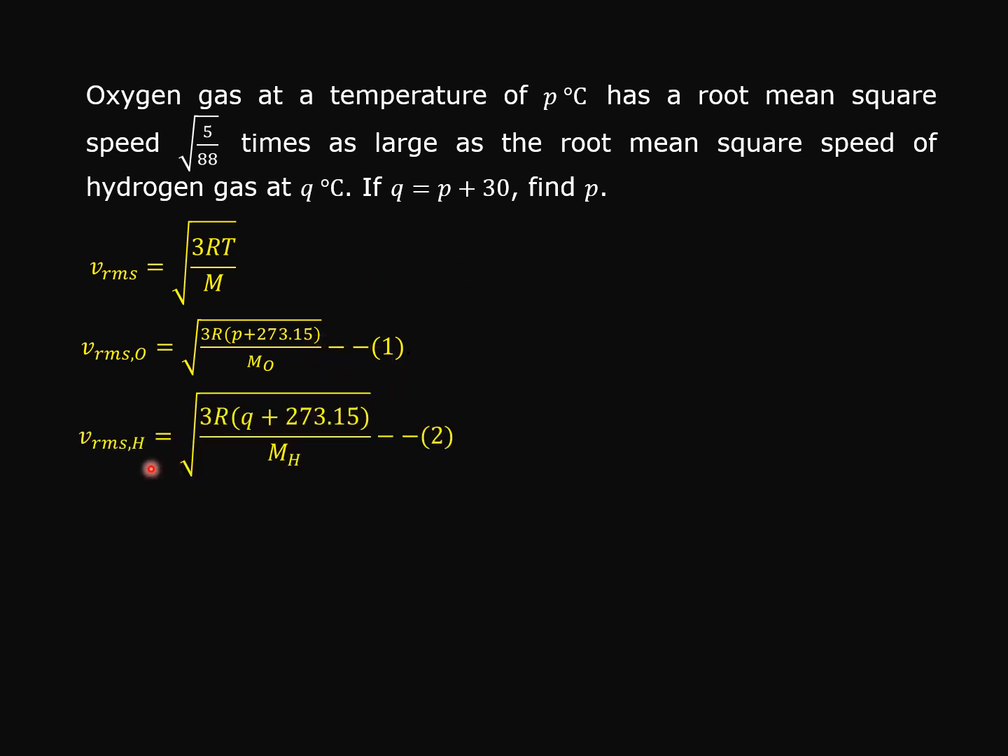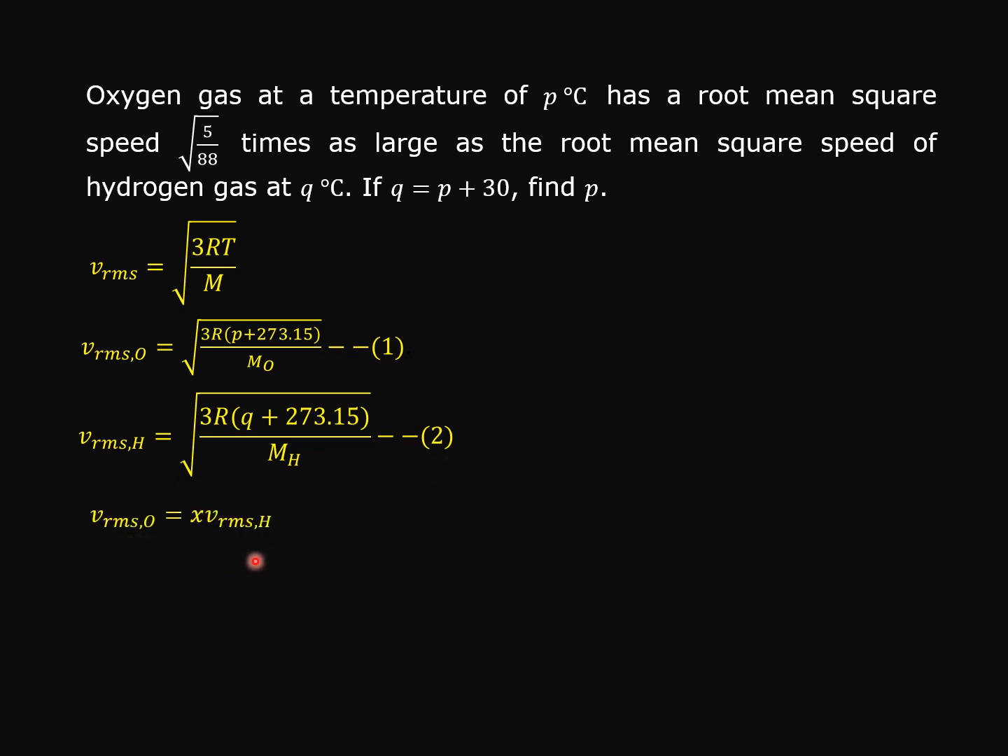The hydrogen's VRMS takes a similar form, but now the temperature T is substituted by Q plus 273.15. In the question, the temperature of the hydrogen gas is given as Q degrees C, so in Kelvin it is Q plus 273.15. And for the molar mass, we change the symbol to M_H. Subscript H means hydrogen. We call this equation number 2.